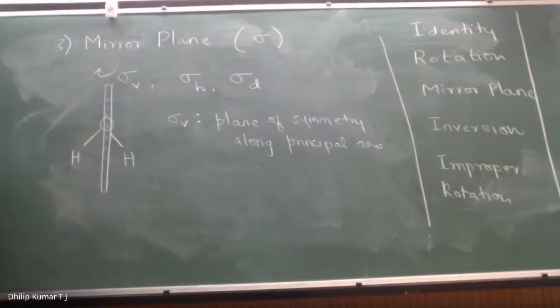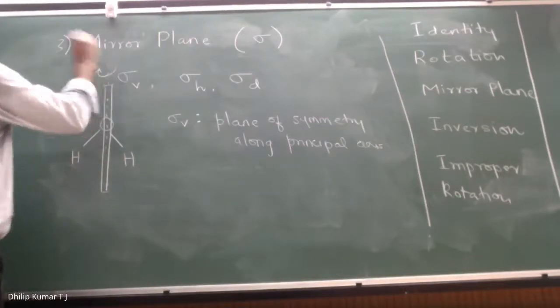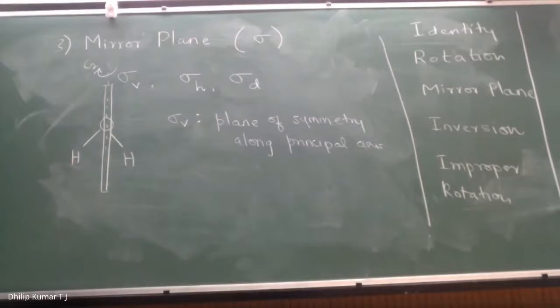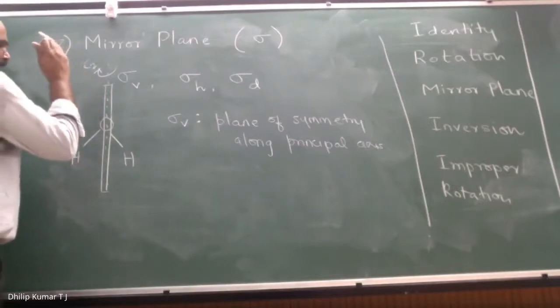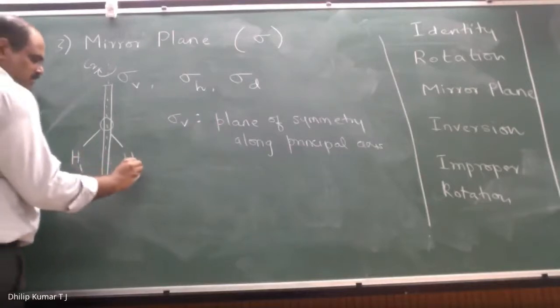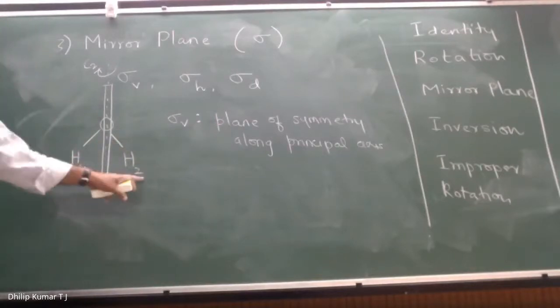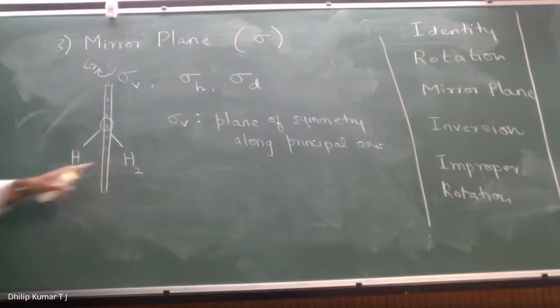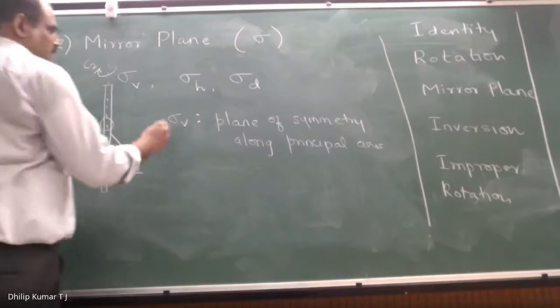This is C2. The water molecule has a C2 rotational axis, and you keep a mirror on that. Then H1 comes to this side and H2 comes to the other side. By placing a mirror on this axis, we get the indistinguishable image. So the water molecule has a sigma v plane.